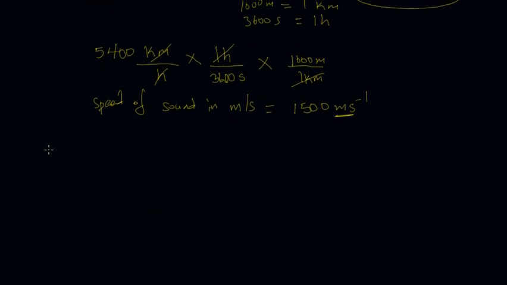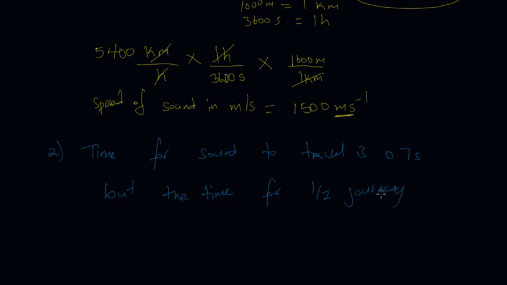So part 2, we can say that time for sound to travel is 0.7 seconds, but the time for half of the journey is 0.7 seconds divided by 2.